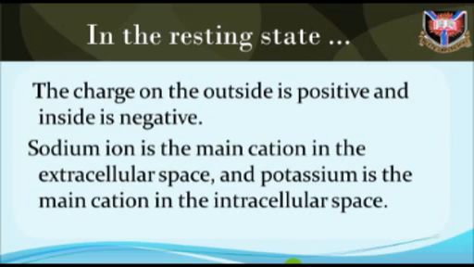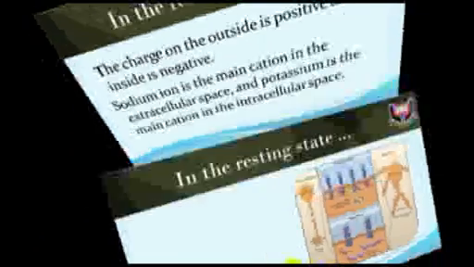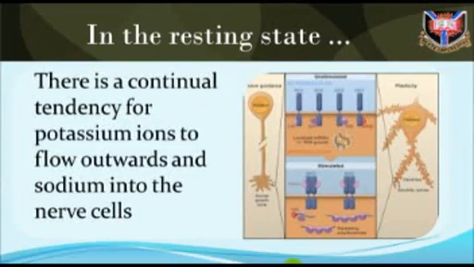The major ions involved are sodium, which is the main cation in the extracellular space, and potassium, which is the main cation in the intracellular space. In the resting state, there is a continual tendency for these ions to diffuse along their concentration gradients, that is, potassium flows outside and sodium into nerve cells.